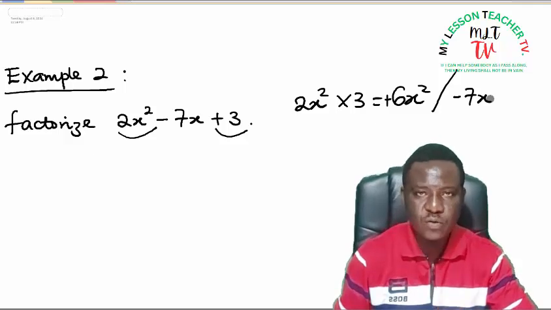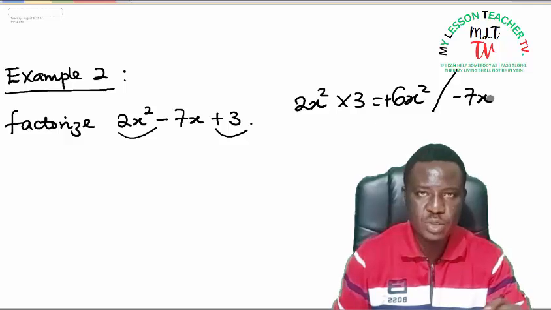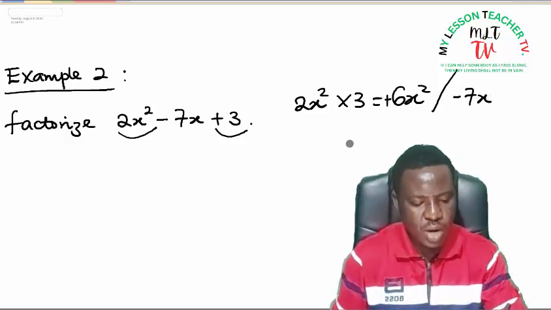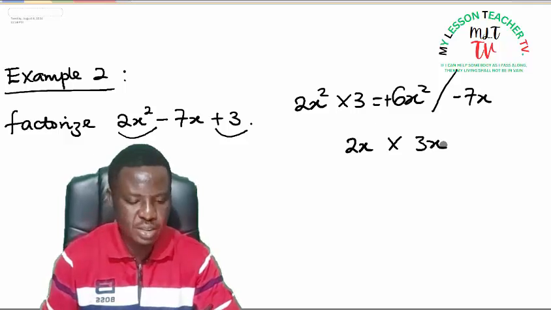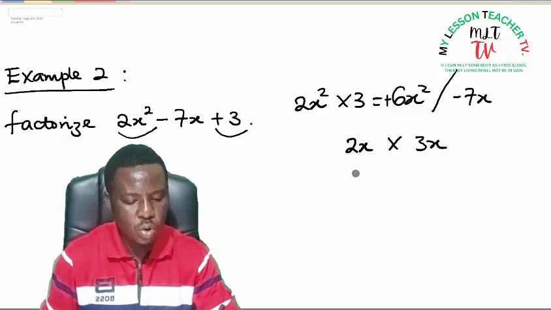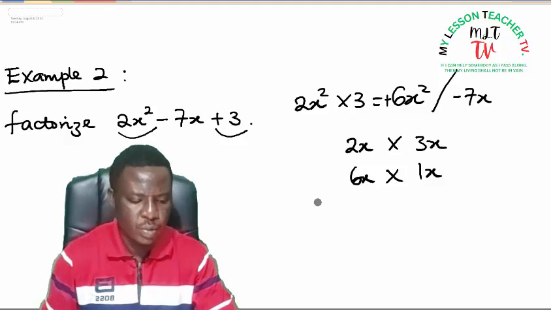Now, how do we get those two factors? Look for any two numbers that when you multiply them together, it gives you plus 6x squared first. So I know that 2x times 3x, when multiplied together, gives me 6x squared. Also, 6x times 1x will also give me 6x squared. And I think that's just all.